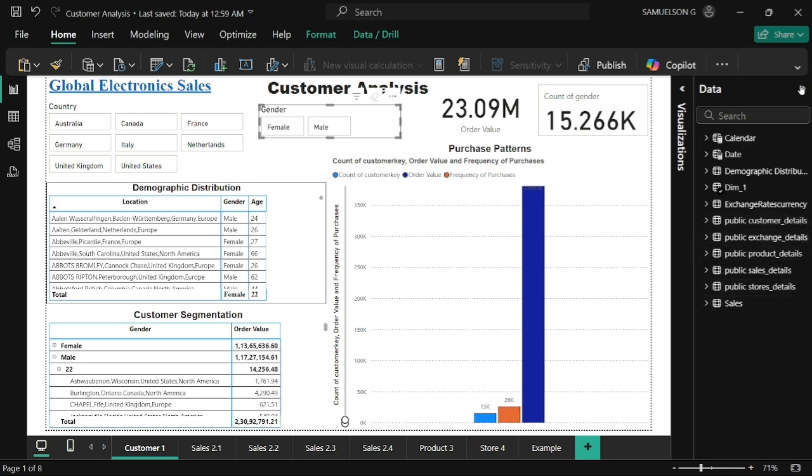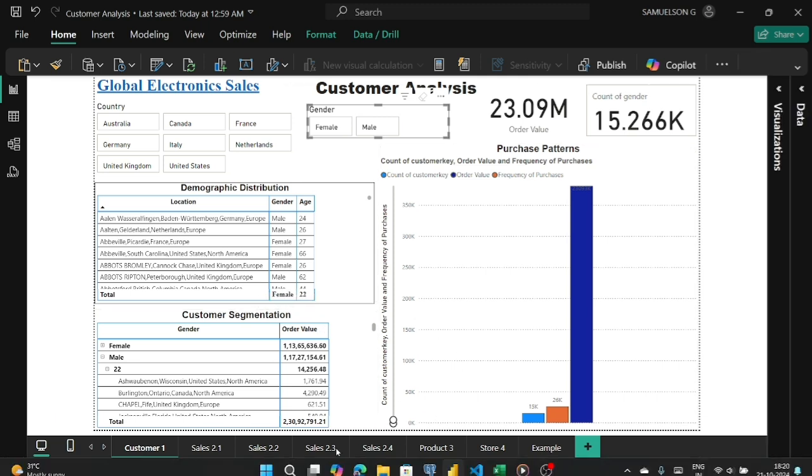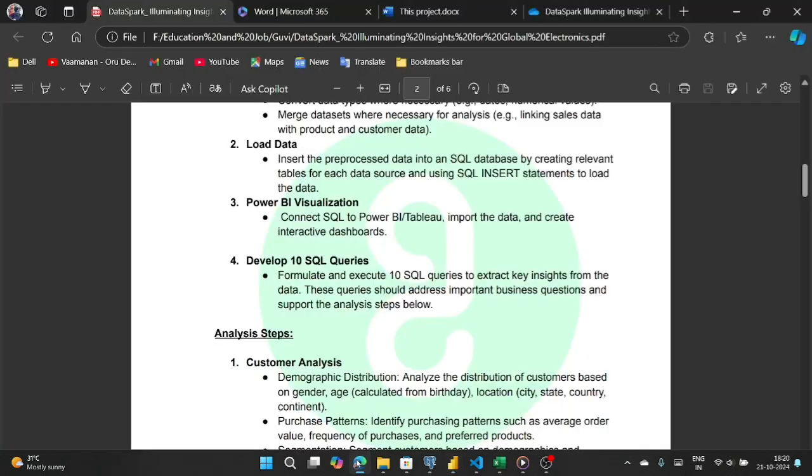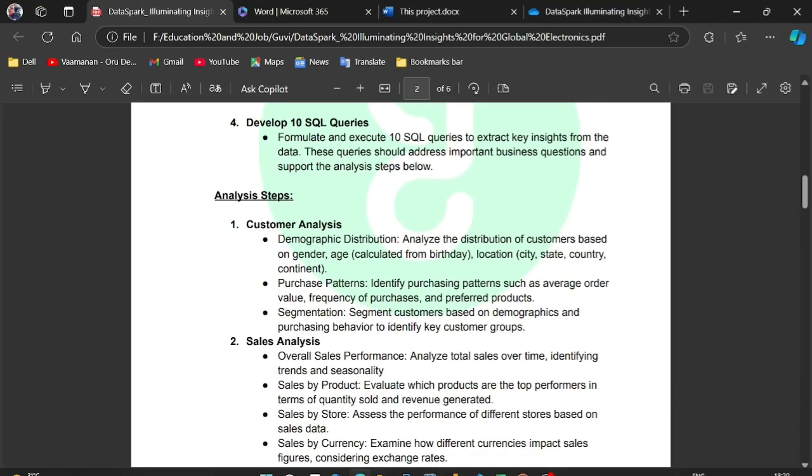Let's see the Power BI visualization. Already did that. Okay, interactive dashboards. These are the analysis steps for creating the interactive dashboards. First, customer analysis. In customer analysis, what we need to analyze is demographic distribution. Analyze the distribution of customers based on gender, age, calculated from birthday, and location: state, country, and continent. Then purchase patterns and segmentation.